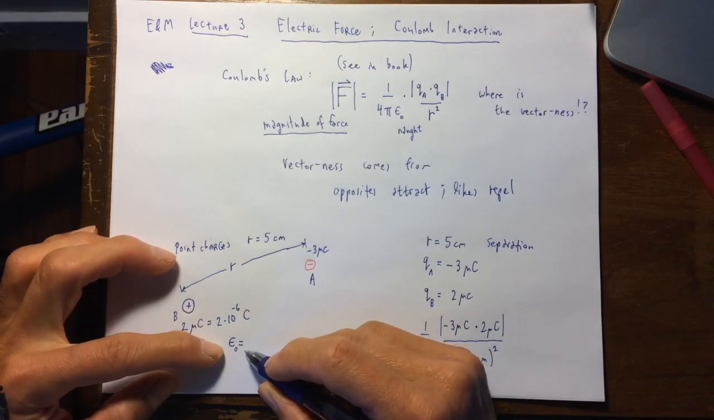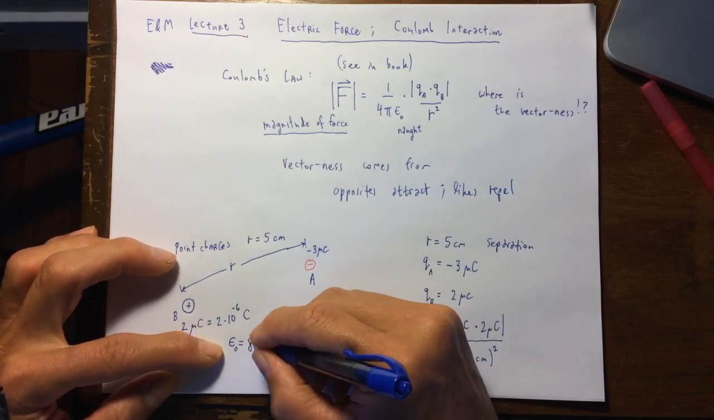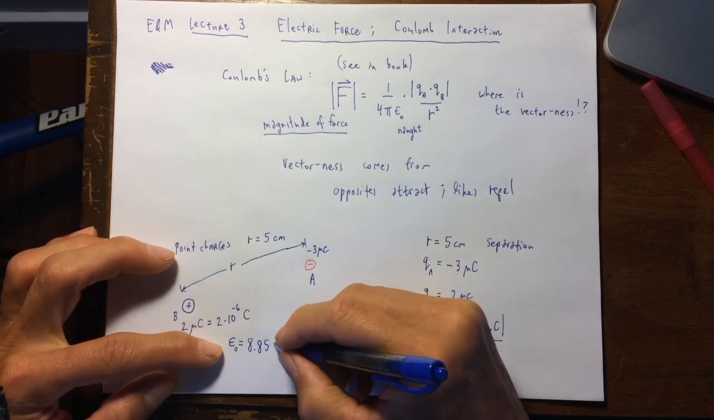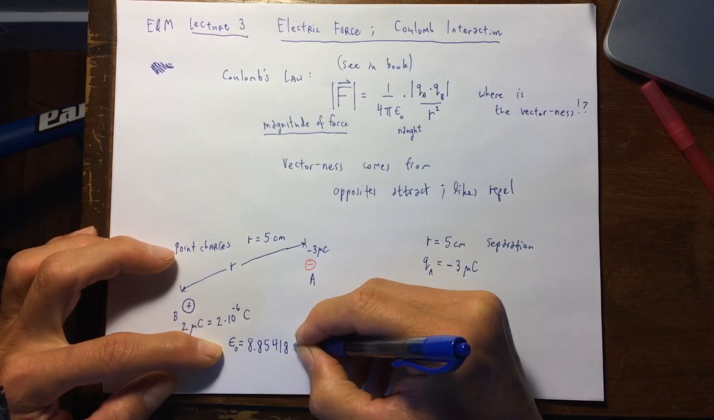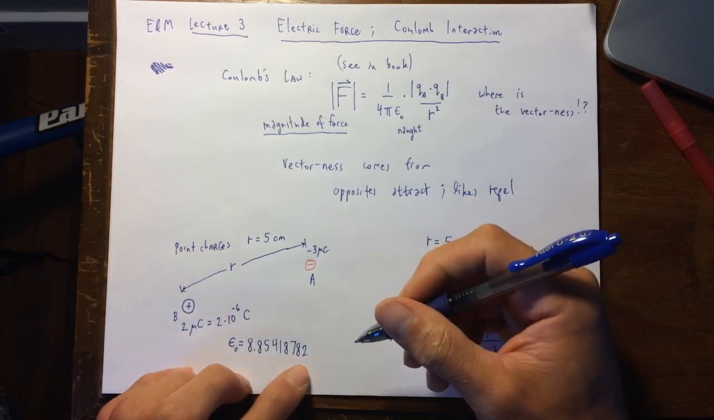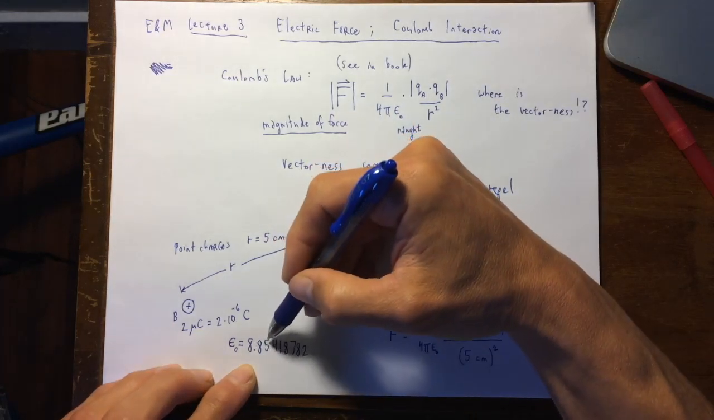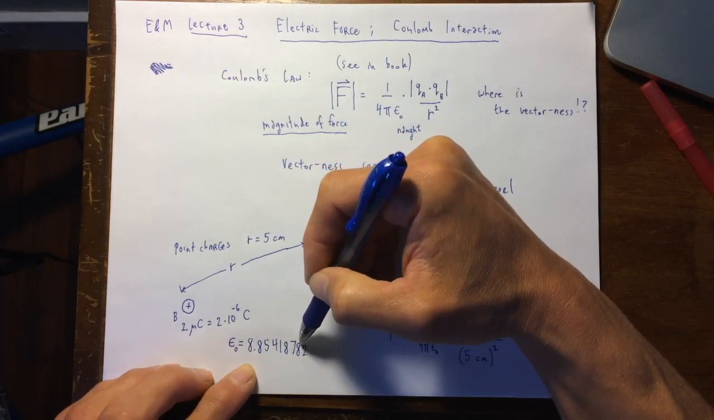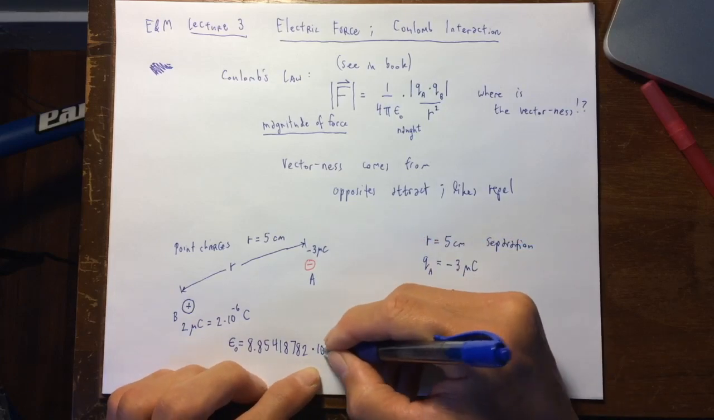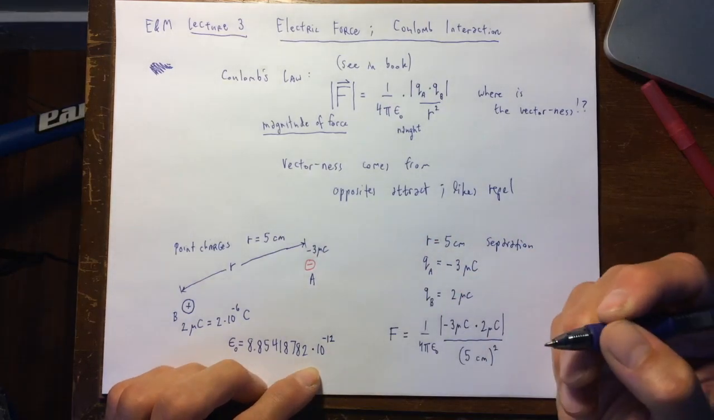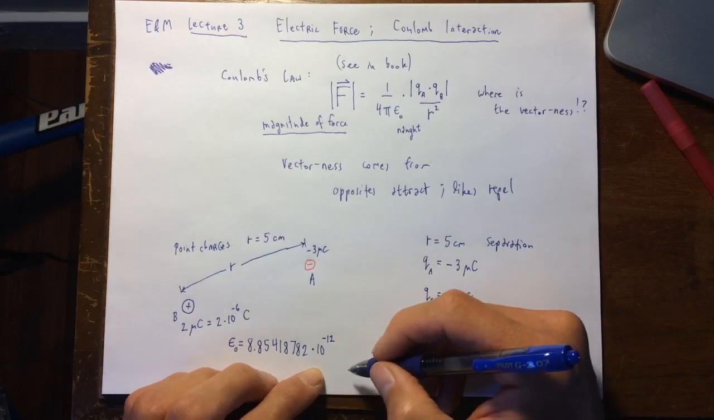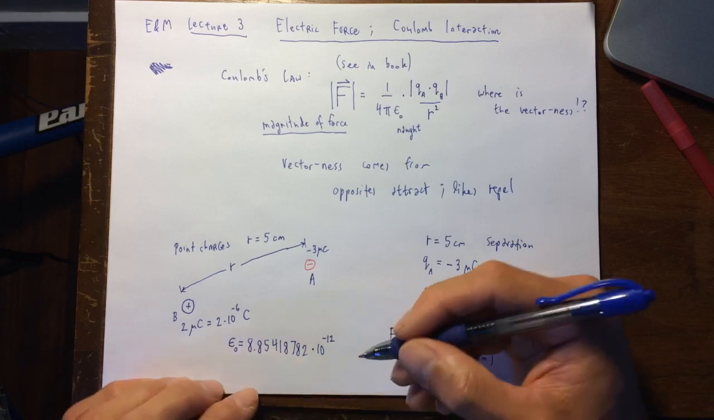So epsilon naught, right here, I'm copying from the computer, 8.85418782. A whole bunch of significant figures. They've got 1, 2, 3, 4, 5, 6, 7, 8, 9 sig figs, multiplied by this factor of 10, which is not significant figures, but it tells me where to put the decimal point. And then I've got some crazy units.